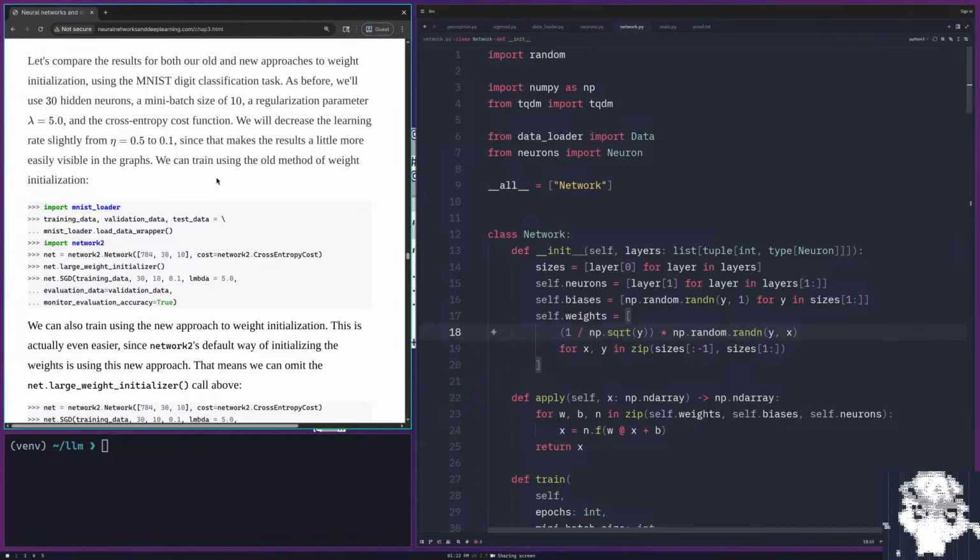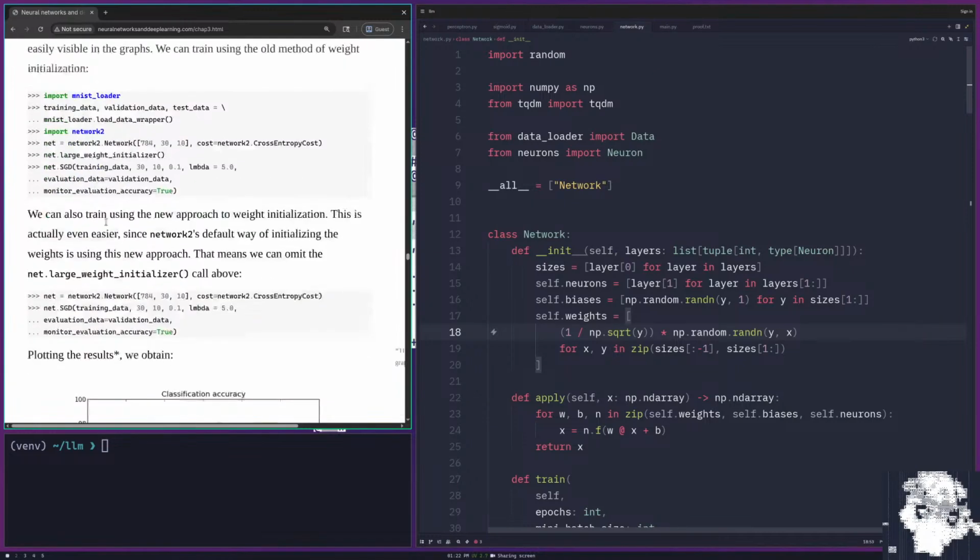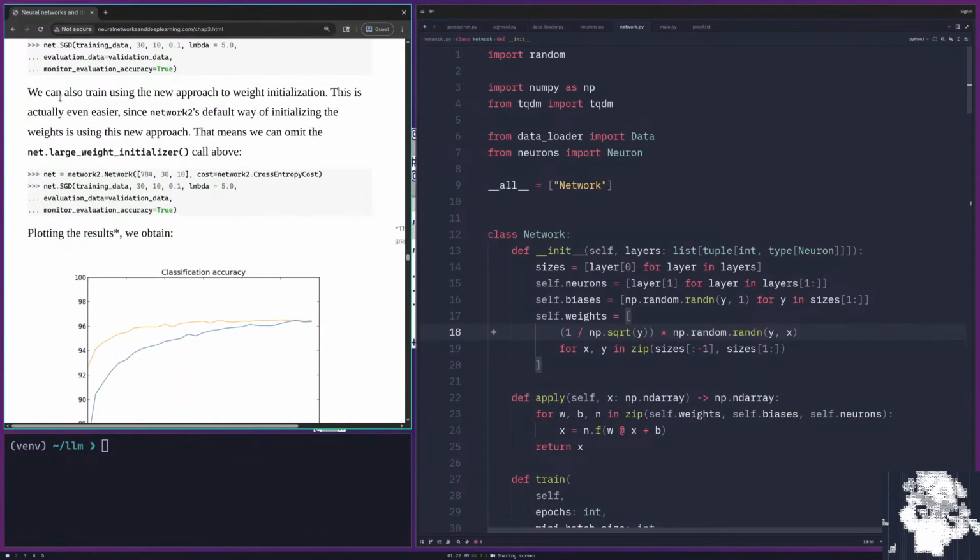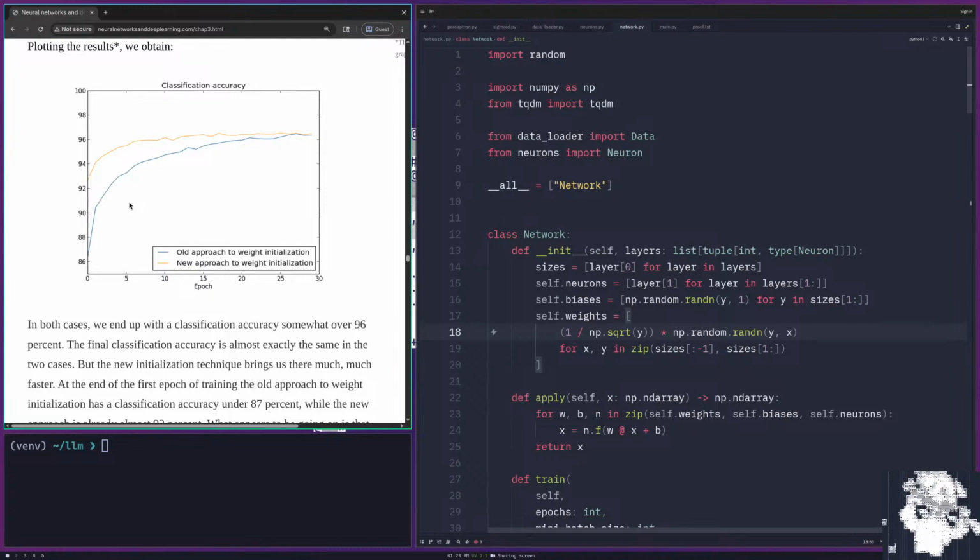We can train using the old method of weight initialization. We can also train using the new approach of weight initialization. This is actually even easier, since Network 2's default way of initializing the weights is the new approach. That means we can omit the net.large_weight_initializer call above. Okay. Old approach, new approach.